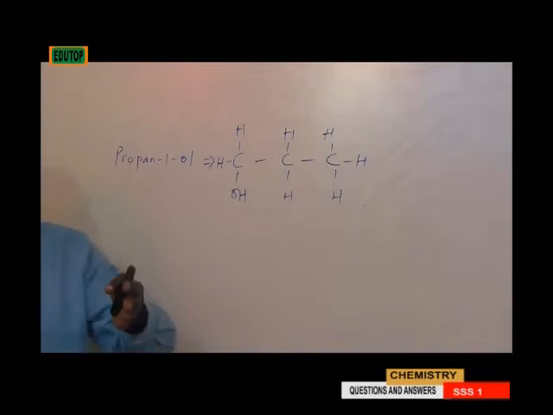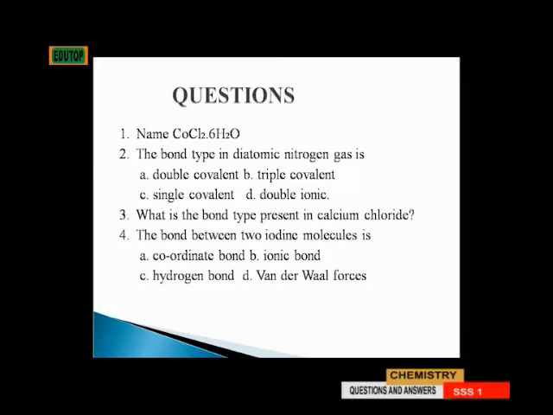Questions that have been designed for the above topics are as follows. Question 1. Name CoCl2.6H2O. Question 2. The bond type in diatomic nitrogen gas is: A. Double covalent, B. Triple covalent, C. Single covalent, D. Double ionic.